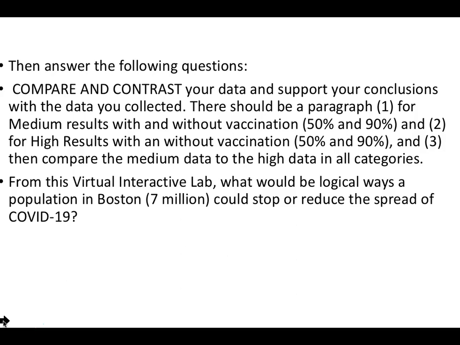The second paragraph is going to be, how do you interpret your high results, either with or without vaccination, 50 and 90. And then the third paragraph is going to be, compare the medium to the high data in all categories. What you're trying to get at is, what's going to be the best scenario for not having this spread and kill people? So from this virtual interactive lab, what would be logical ways a population in Boston, we have 7 million, could stop or reduce the spread of COVID-19?